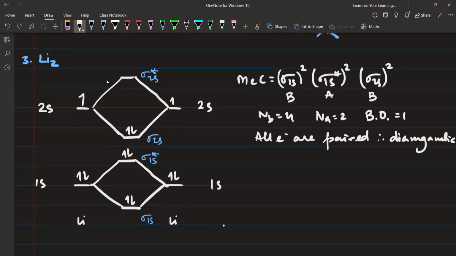Therefore, diamagnetic. Right? And the molecule will exist. Lithium and lithium will have one bond. The single bond will exist. Okay, so this is how you are going to draw.